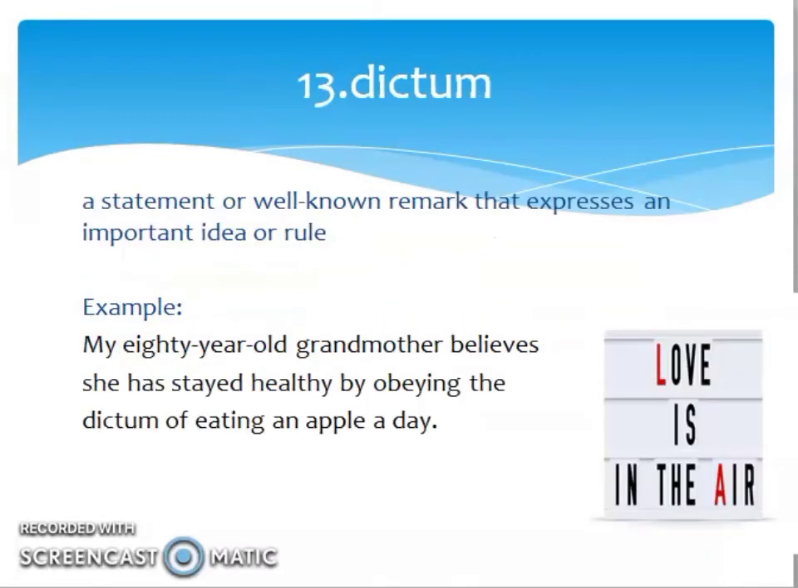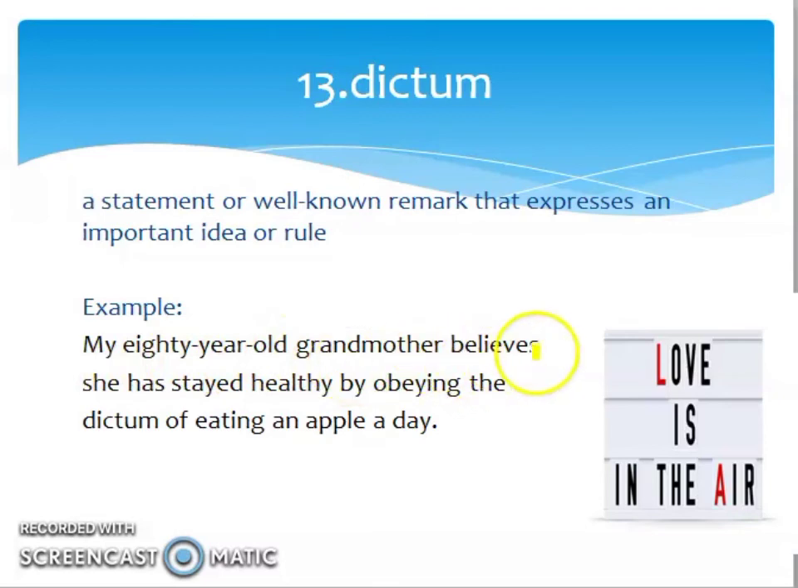I guess we have one more. The next is dictum. All right, what is dictum? A statement or well-known remark that expresses an important idea or rule. Okay, so a well-known remark, saying, statement. So that is dictum.